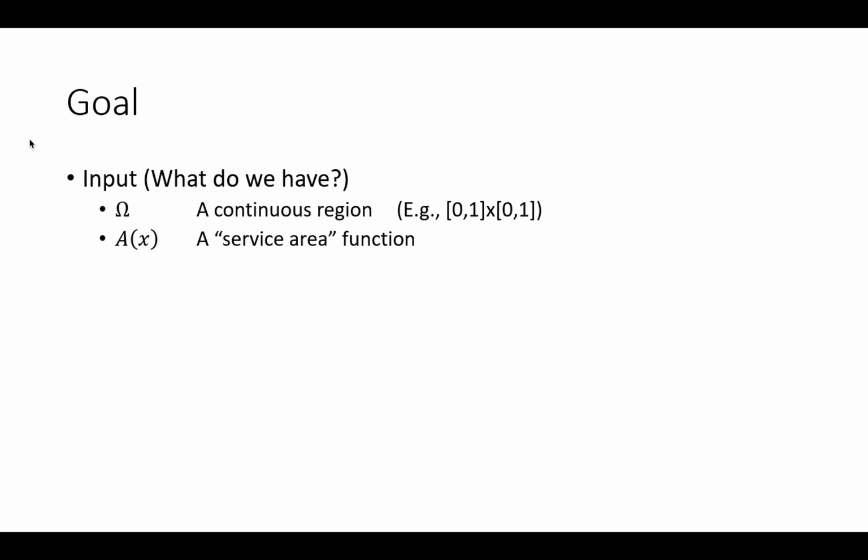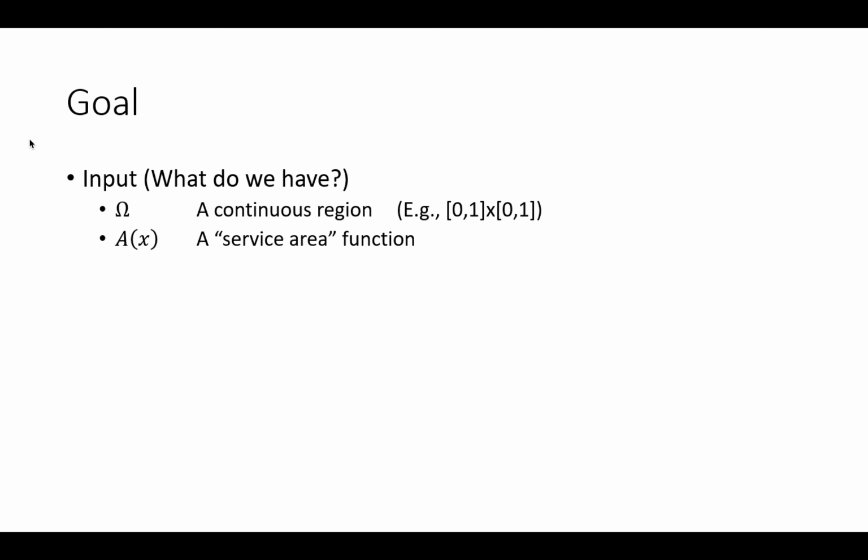First of all, what is the goal of this algorithm or this video? What is our input? What do we have on hand? We're now considering a facility location problem on a continuous region. Every single point could be our candidate facility location. And we want to establish a finite set of facility locations such that our objective, the cost function, is minimized.